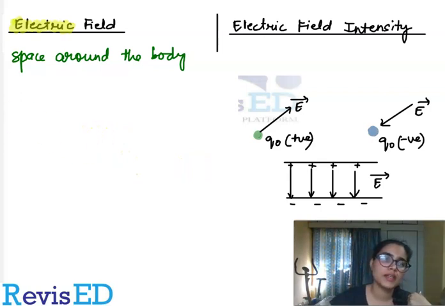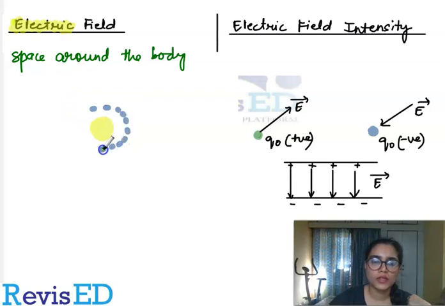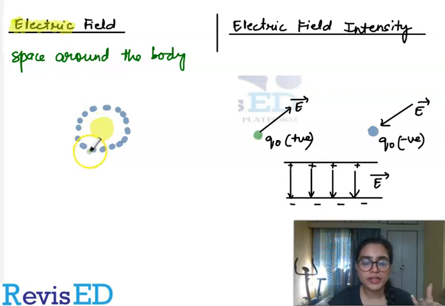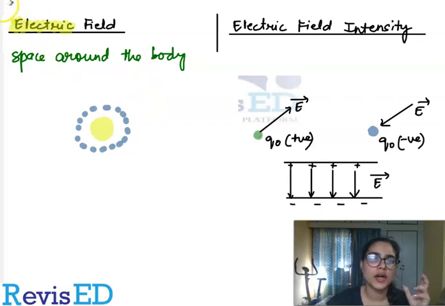For example, let's take that this is some charge. So the space around this charge. What is the space around the charge? You can see that the entire space over here around the charge is the place up to which it can exert its properties, right? It can apply some electric force on other charges. For example, there is one other charge over here.